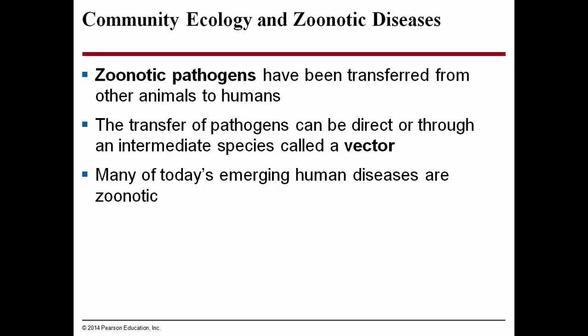Zoonotic pathogens have been transferred from other animals to humans. The transfer of pathogens can be direct or through an intermediate species called a vector. Many of today's emerging diseases are zoonotic. Okay, so this includes avian flu, H5N1 avian flu. It could include Ebola, because Ebola is found in bats, and it went from bats to humans. It's a pretty common way for pathogens to go through an organism and transfer from that organism to humans.